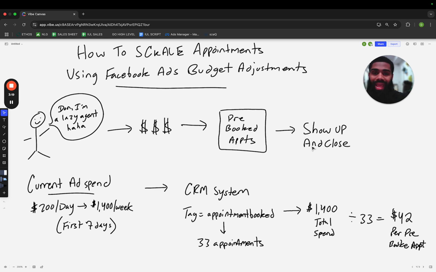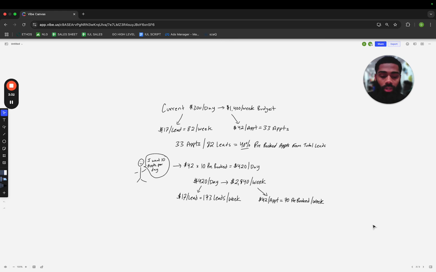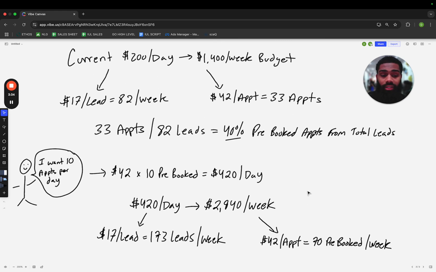So now we can work from back to front. The question now goes, how many appointments do you want? And then we can adjust our budget based off of that since we know the average. So here's how it will look. Currently, he's spending $200 per day, $1,400 per week. Here's what we know so far. He's averaging $17 per lead that's being generated from the Facebook ad account. So of that $1,400 weekly budget at $17 per lead, he's getting roughly 82 leads per week.